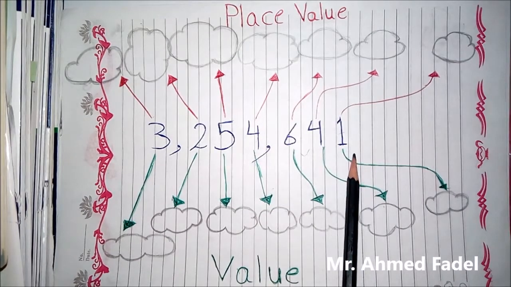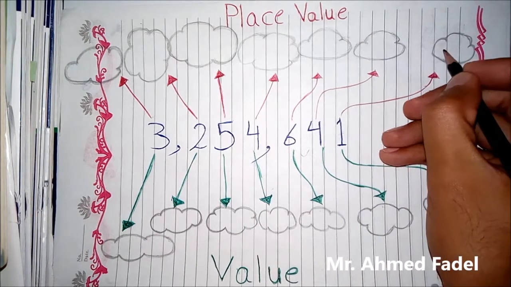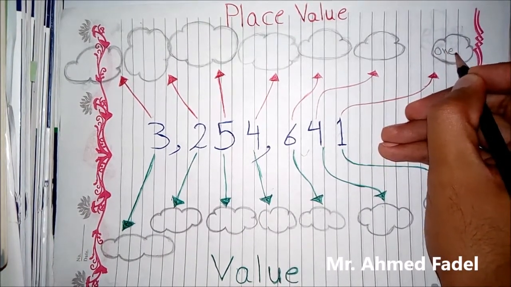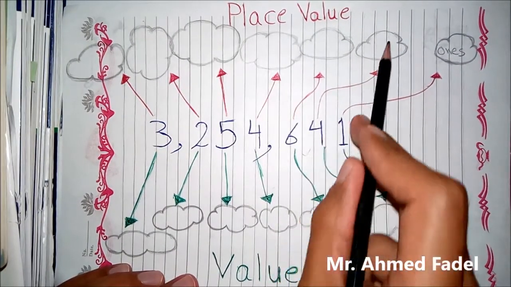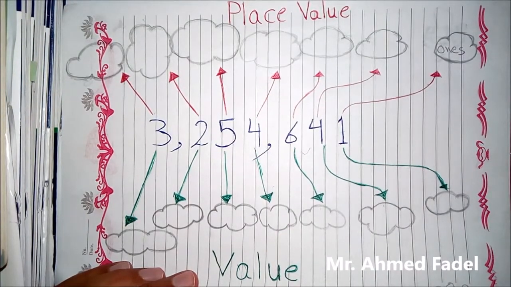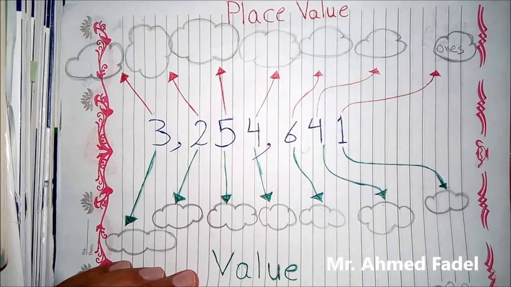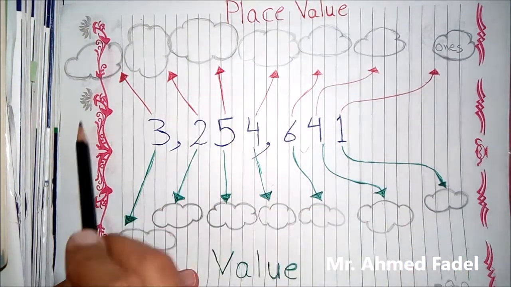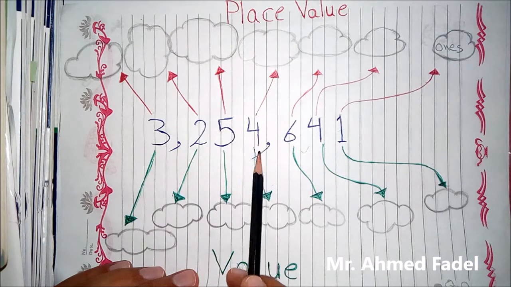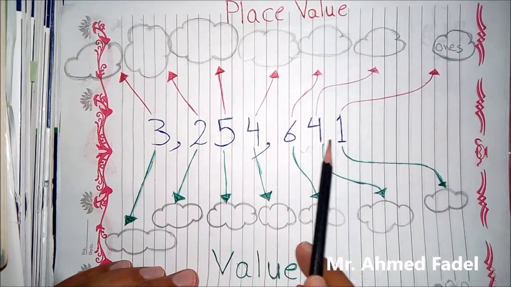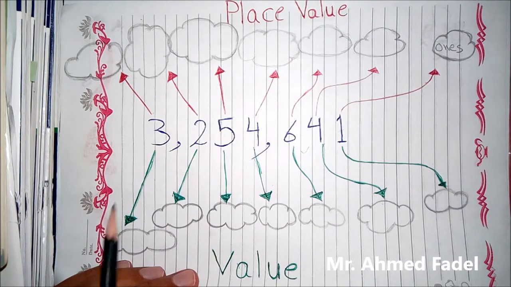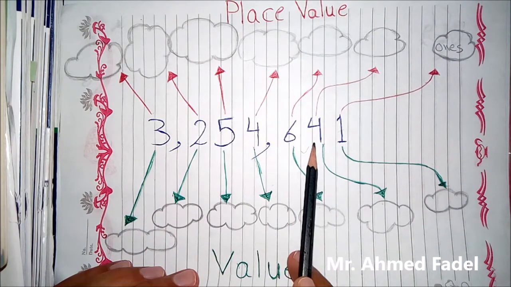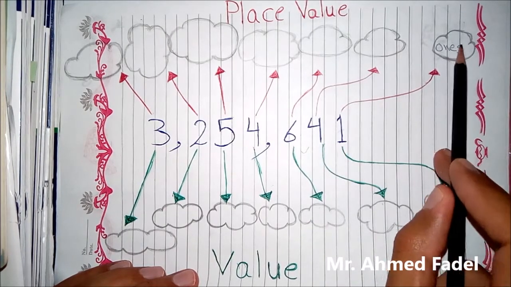Yes, the place value of the first digit is the ones. Okay, and the second digit, what's the place value of the second digit? And I want you guys just to remember that there is a difference between a digit and a number. Because here we have only one number, which is 3,254,641, but we have 7 digits. 1, 2, 3, 4, 5, 6, 7. 7 digits. So one number that consists of 7 digits.